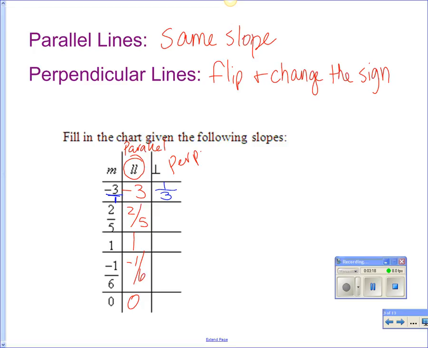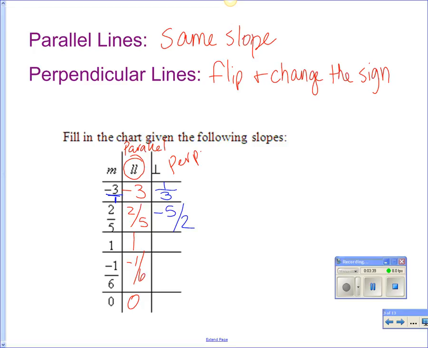So for 2/5, for perpendicular. Joey? Good. You have to flip it and change it. It was positive, so it becomes negative. And 5 and 2 switch places. You're flipping it around.